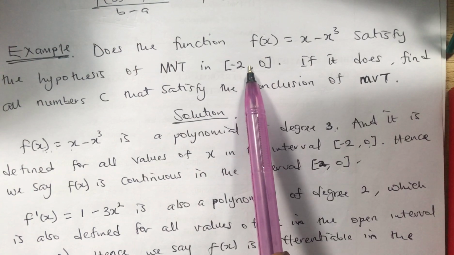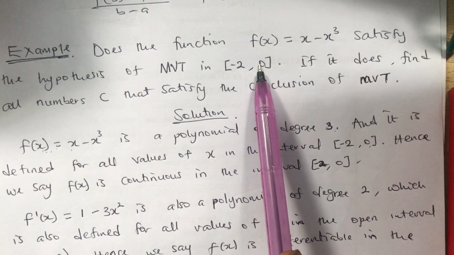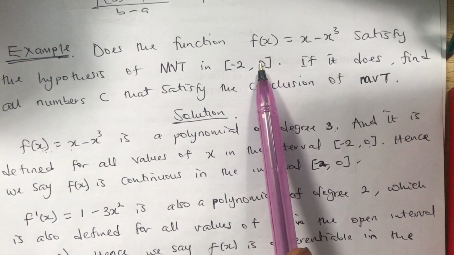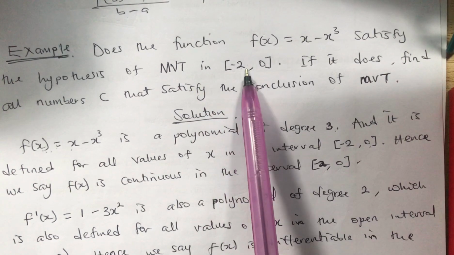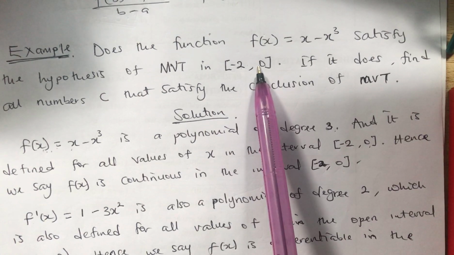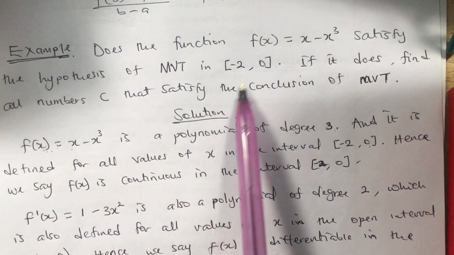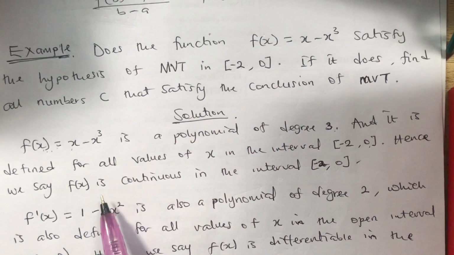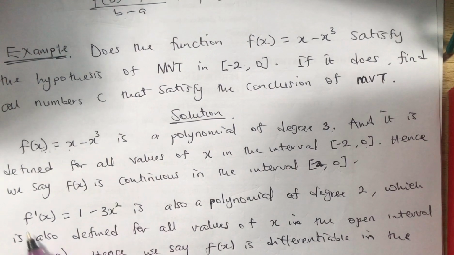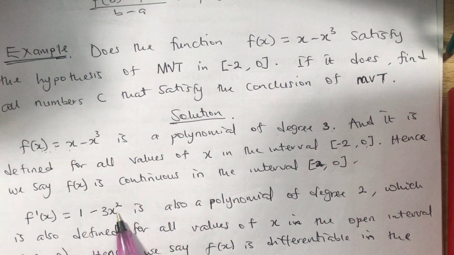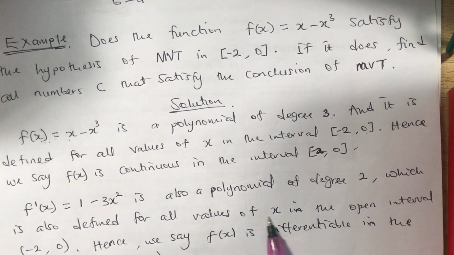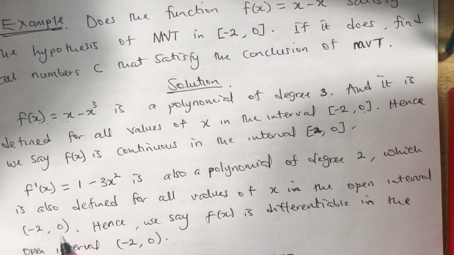What are the values between minus 2 and 0? We have minus 1.99 and so on up to minus 1.9999. So now we are going to consider the values between minus 2 and 0. By the time you put any value between minus 2 and 0 into this f prime of x, it will always be defined. So f prime of x, which is 1 minus 3x squared, is also a polynomial of degree 2, which is also defined for all values of x in the open interval minus 2, 0.